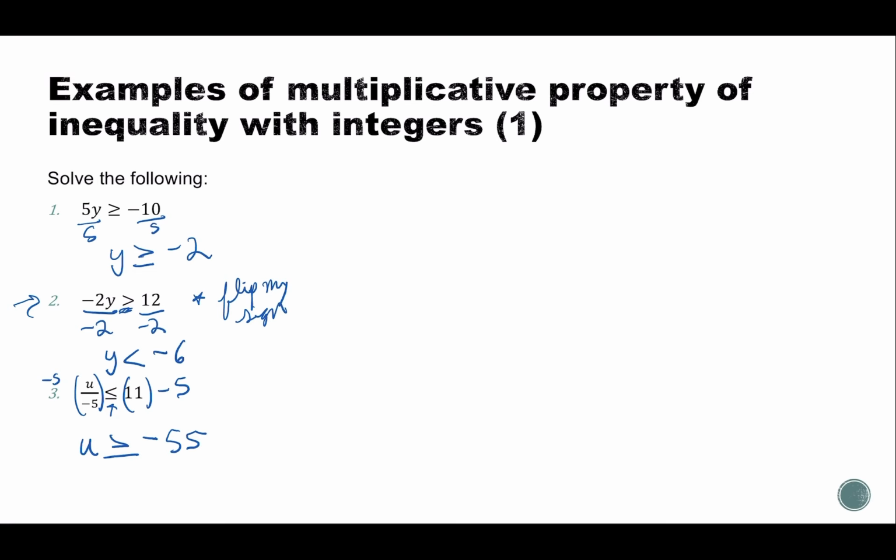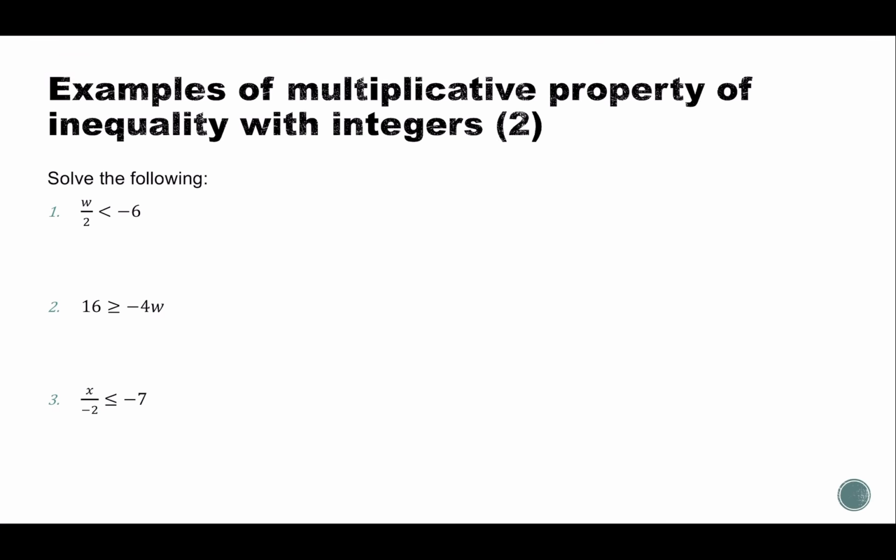Okay, 3 more examples. I have w over 2 is less than -6. To get that w by itself, I have to go ahead and multiply both sides by 2. So I get w is less than -12. For example 2, I have 16 is greater than or equal to -4w. I am going to be dividing by a -4, my apologies. So that means I have to flip the sign. I have -4 is less than or equal to w.